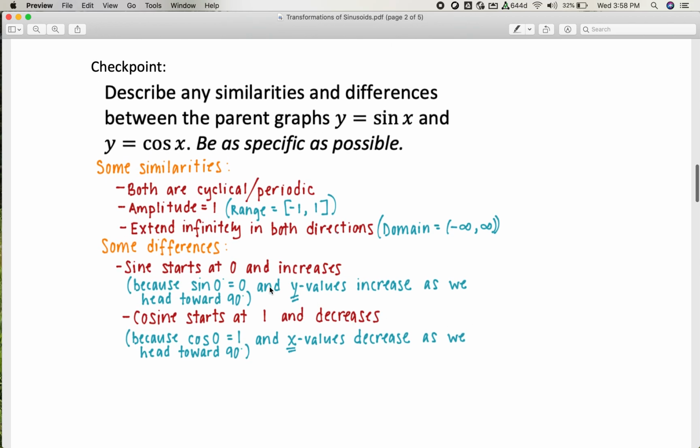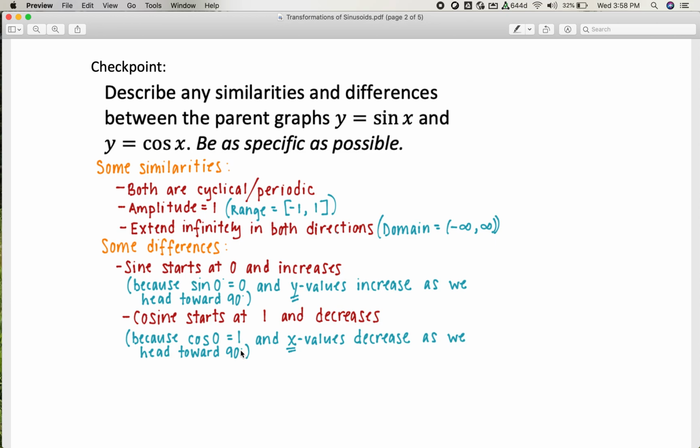So the biggest difference is where they start and what they do from there. So if we go back to the sine graph, sine starts at 0 and increases. And again, that was because when we're at 0 degrees, the height is 0, and then the y values increase as we head toward 90.